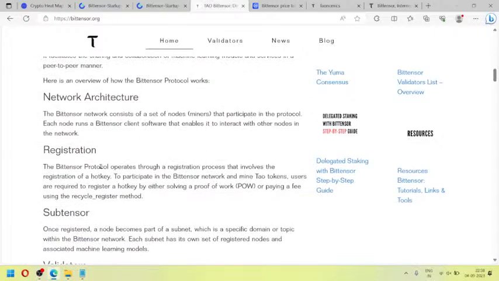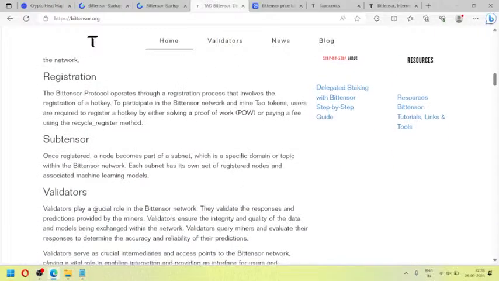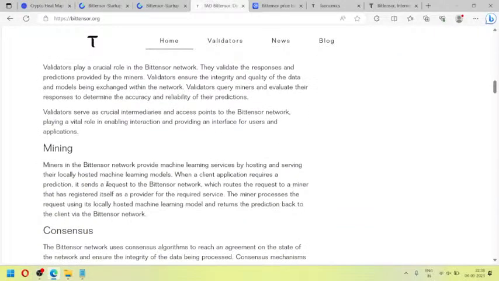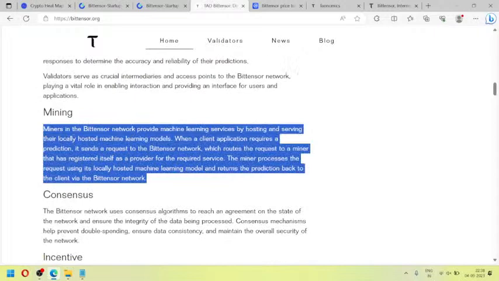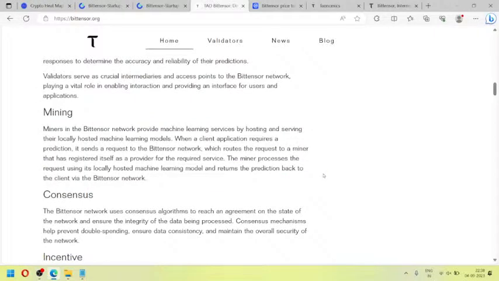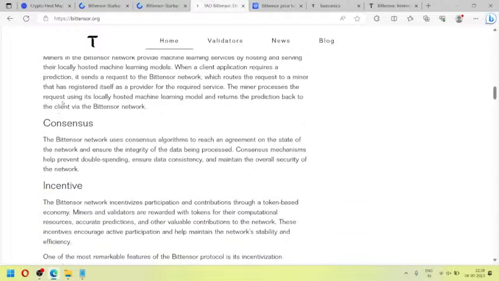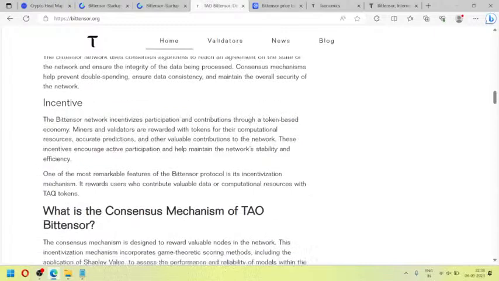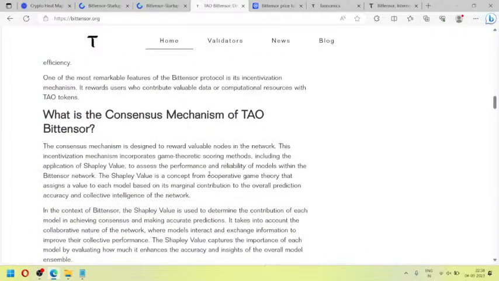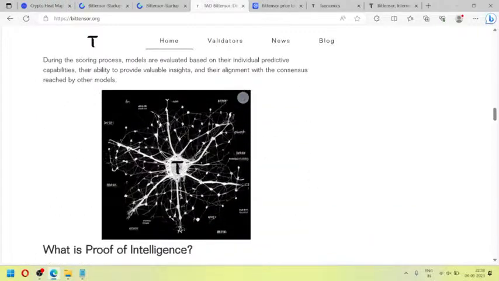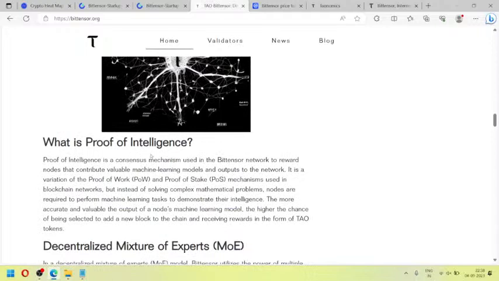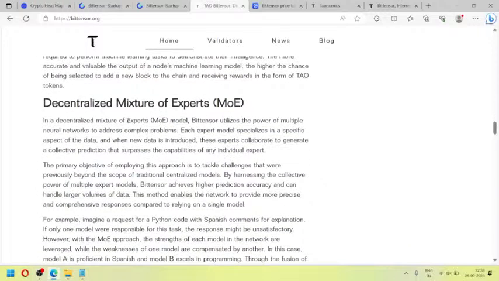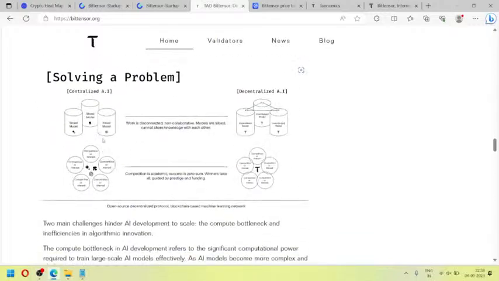Network architecture, registration, and validators. Validator means the mining validators. The miners in the network provide machine learning hosting service. You can see here miners and consensus incentives. They give incentives to the miners and validators. Bittensor looks like another Bitcoin. It also works with a group of intelligence, a decentralized mixture of experts, solving problems.